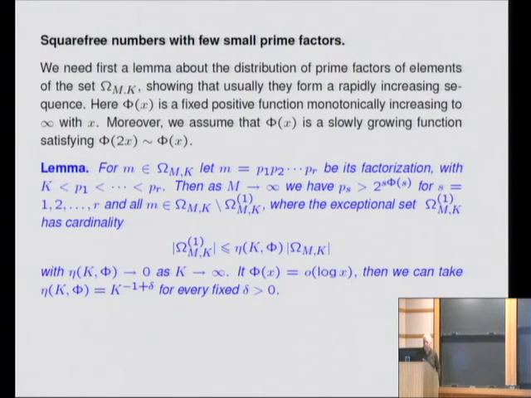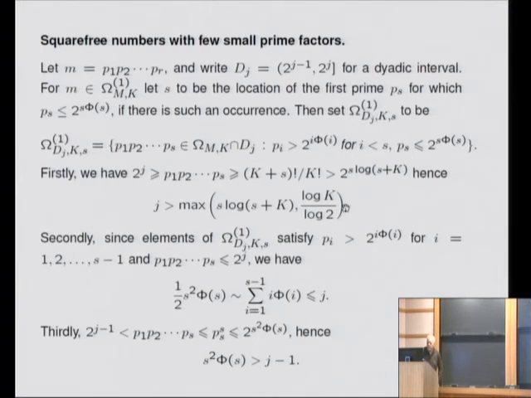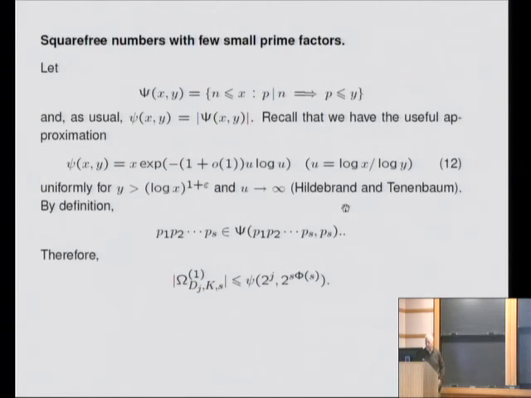That's the key lemma. So you have to count things, and you would find out a distribution that s squared times phi s is of order j, up to a factor of 2. And I will not be important. And then use the fact that if you count the number of integers up to x such that the primes dividing n are less than y, then there is an approximation x exponential minus u log u.